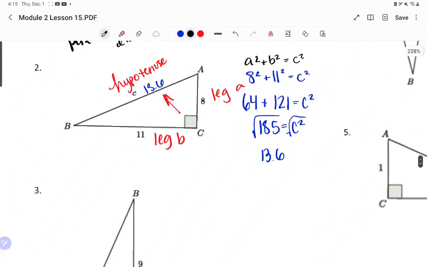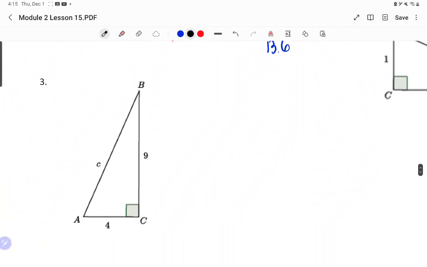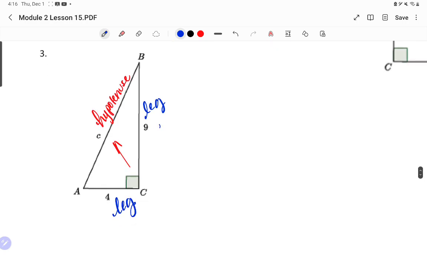All right, let's move on to example number 3. All right, so go ahead and label the parts of your triangle. All right, so this right over here is across from our right angle, so we're going to call it the hypotenuse. And then your legs are attached right onto that right angle. All right, and we're going to call this one leg A. And we're going to call this one leg B.